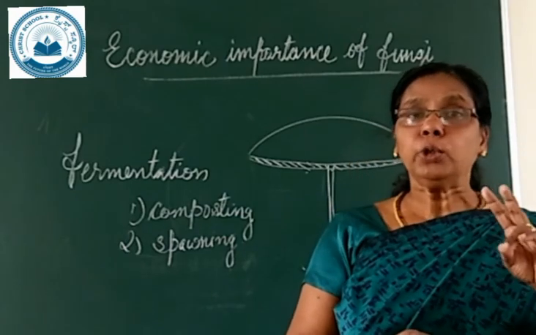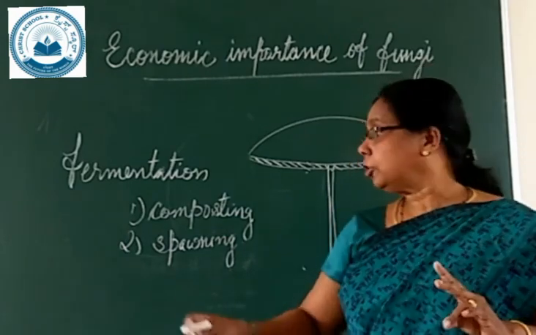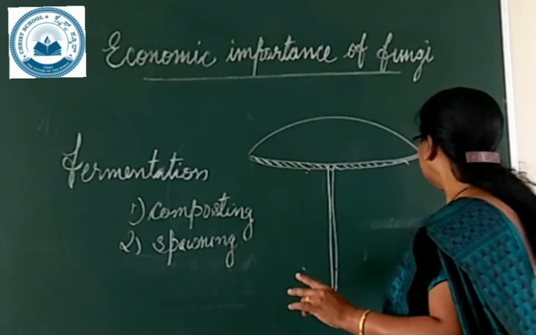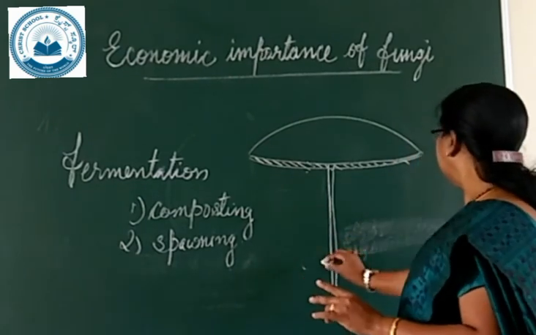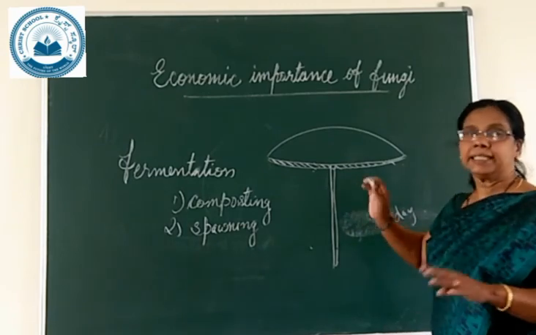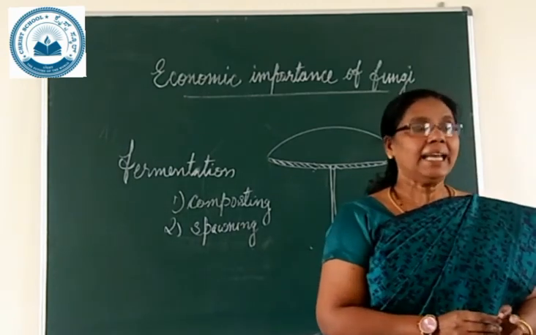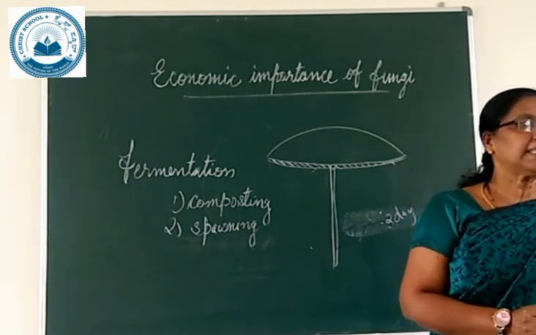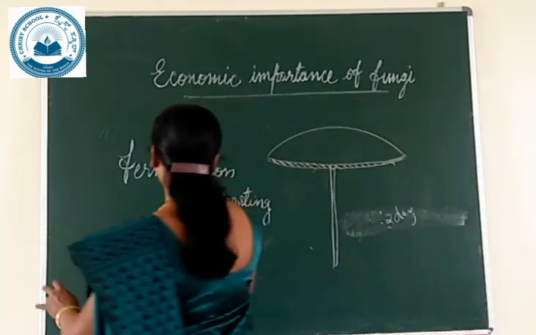Means for 2 days minimum you have to let it spread. Suppose this is the substratum, upon this you have to sow the seeds and keep it like this. Next, the third step is called casing.